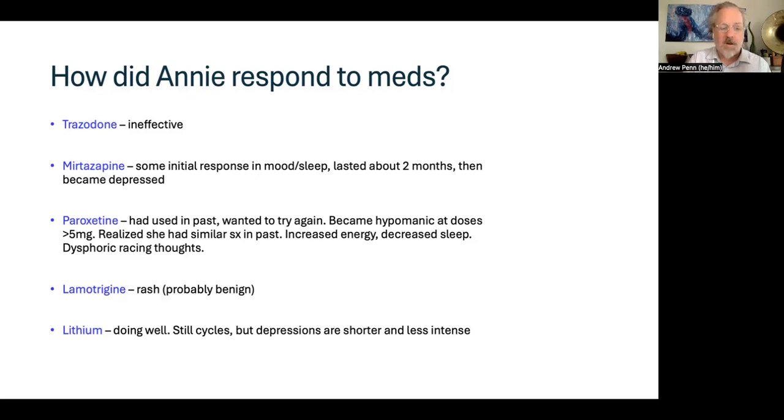You can see the fingerprints of that in my treatment decisions. So I used lamotrigine next. She got a rash. It was probably benign, but nevertheless, she didn't want to re-challenge, so we stopped it. And then I eventually put her on lithium, which she stayed on for many years and did very well, saying that her depression would still come and go, but it was shorter in duration and less intense.